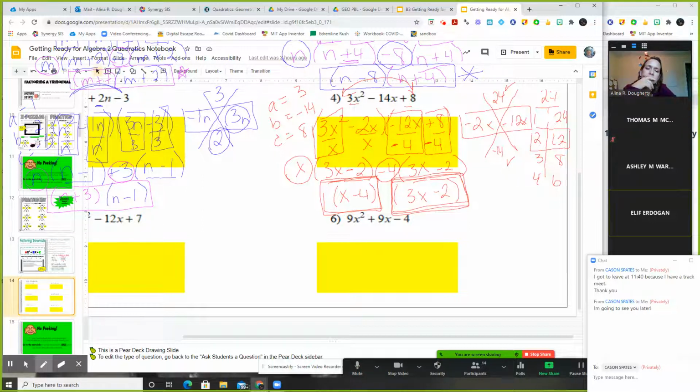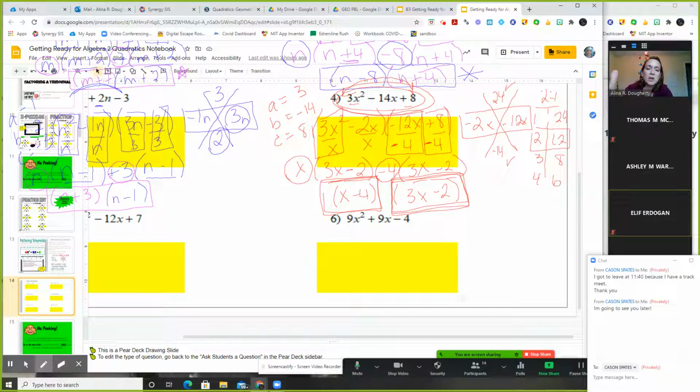Wait, can you repeat that? I can. So when you get to the blue puzzle piece today, because we're going to finish with a blue puzzle piece, you're going to be given equations like this or expressions like this. There's no equal sign, so it's an expression. You're going to have to do all of this work.